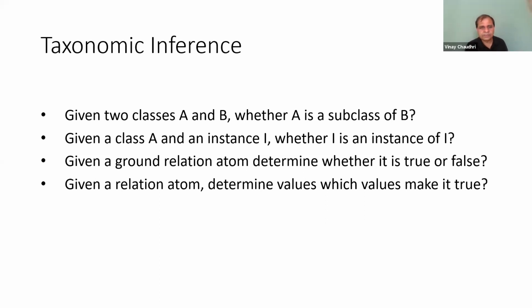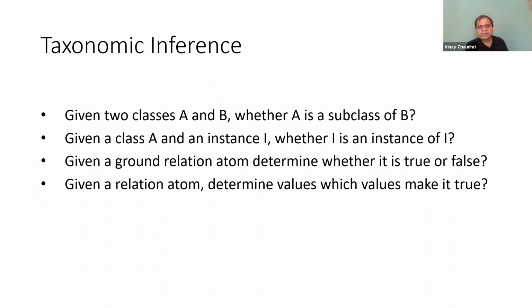The second inference is known as classification, where we are given an instance I, and we want to figure out if I is an instance of the class A. So the main difference from the first one is that in this case, we are given a concrete instance, and then we are trying to compare it against the description of a class. In the third one, we are given a ground atom. It could be something very simple, such as whether Art has brown hair, and we want to check whether it's true or false.